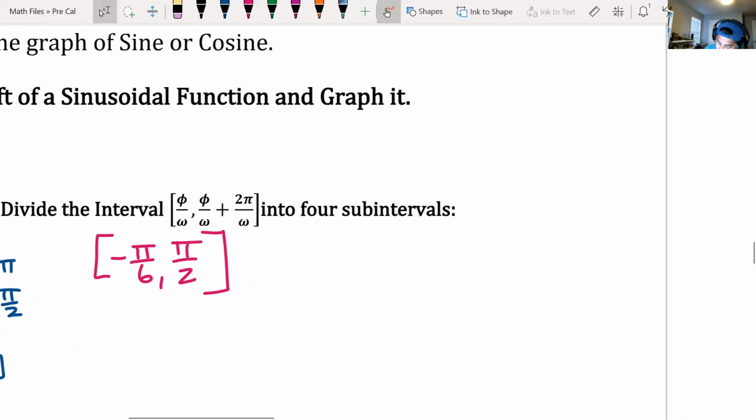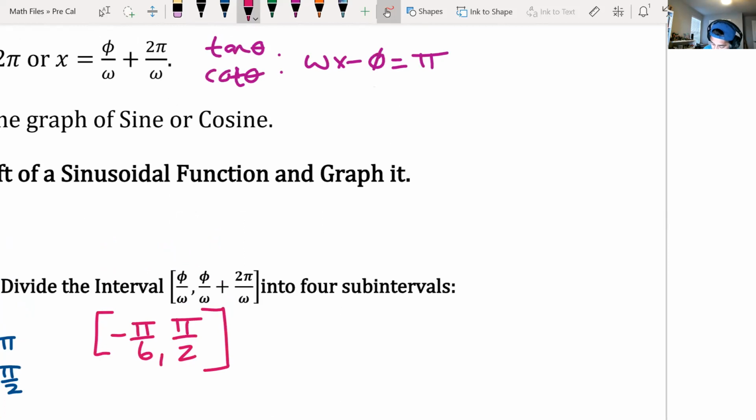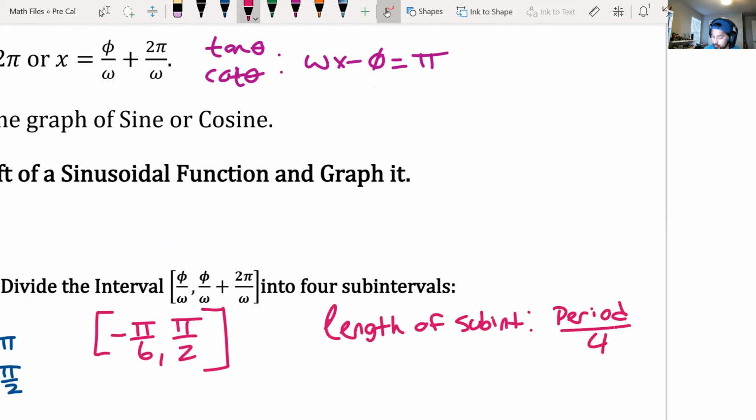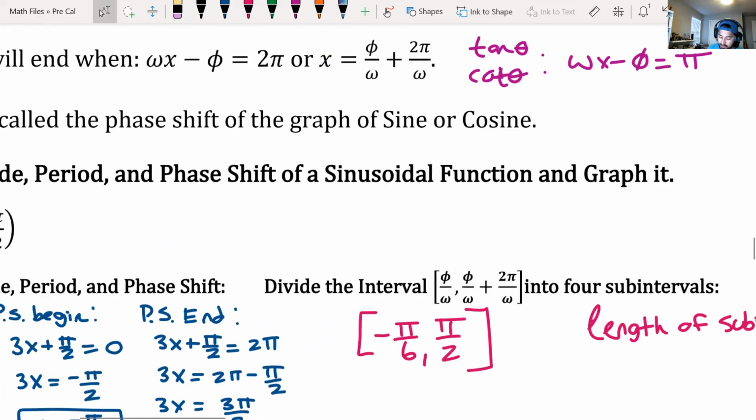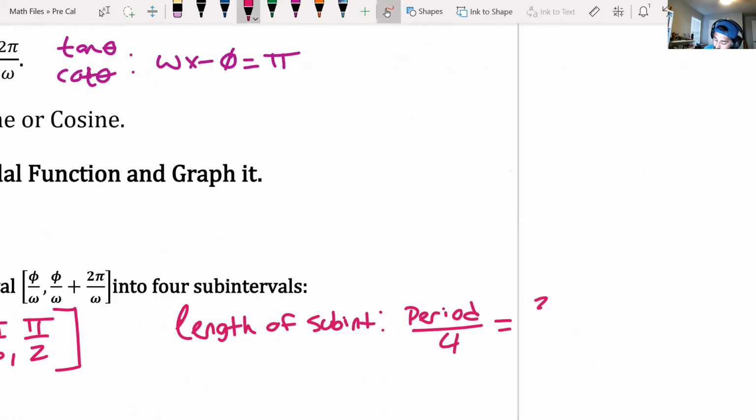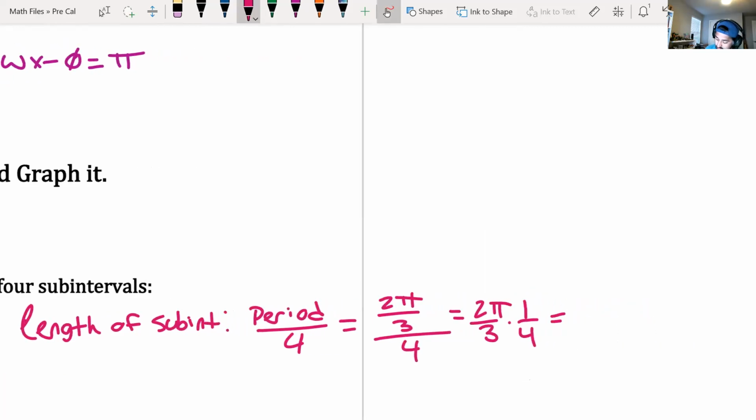So I'll write that down again. Over here, we'll have length of sub-intervals, which means you take the period and divide it by 4. Our period is 2 pi over 3. So we take 2 pi over 3 and divide it by 4, which means we multiply by the reciprocal. My pen does not want to write. 2 pi over 3 multiplied by 1/4, which means the length of each sub-interval is going to be pi over 6, because that's 2 pi over 12 or pi over 6.